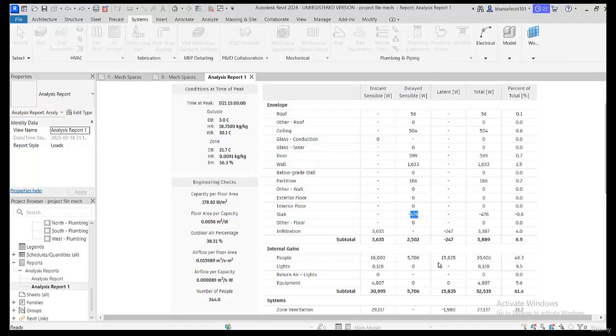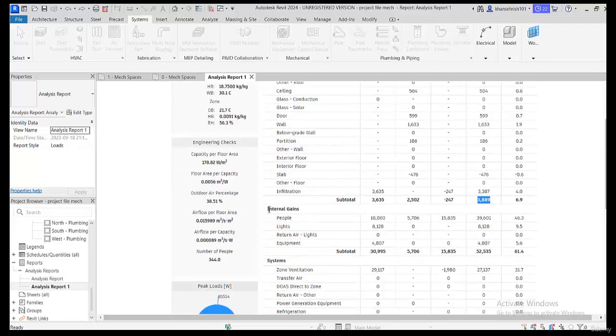Similarly, we can add all this heat. The total heat transferred from the outside environment to the indoors through the building envelope is 5889 watt. Similarly, internal gain means the heat produced within the zone, like people generating heat. So how much heat is generated by people, by lights, by return air, and by equipment.